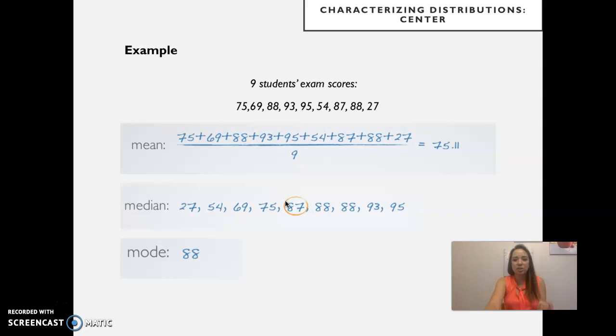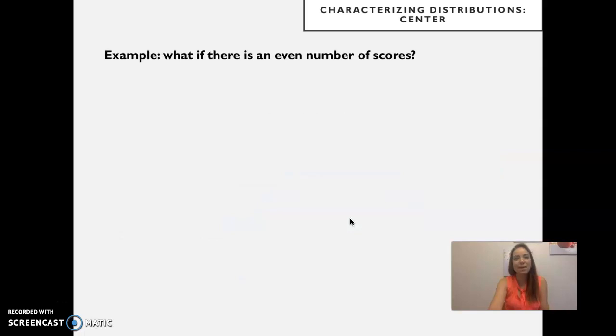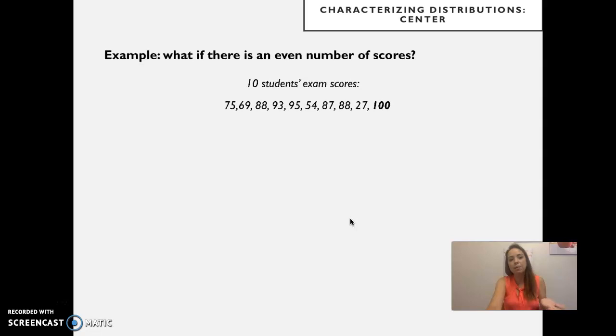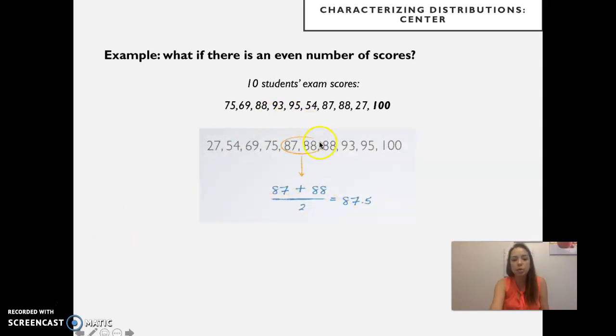And the mode here is the most frequent value, and the one that repeats the most is 88. It's actually the only one that repeats more than once. Now, what if there is an even number of scores? What happens with the median? Well, what happens is that we get the 2 middle ones, and then we average them, and that would be your median. All right?